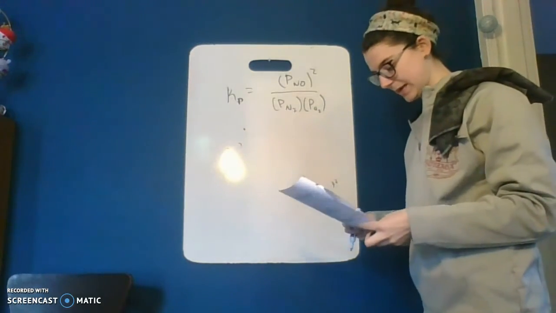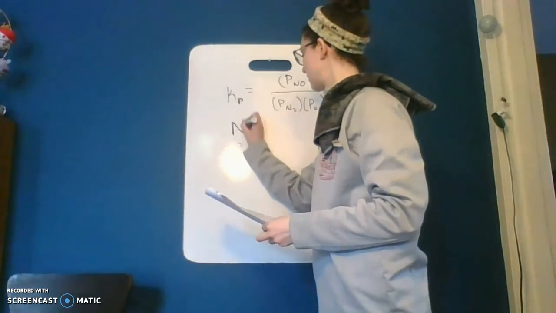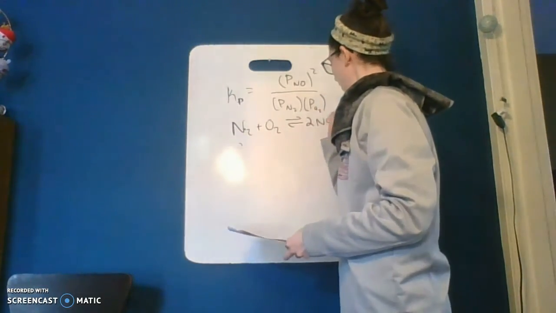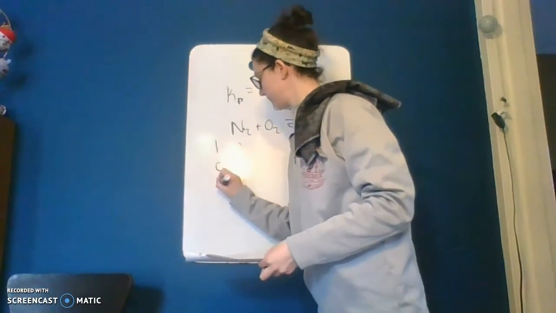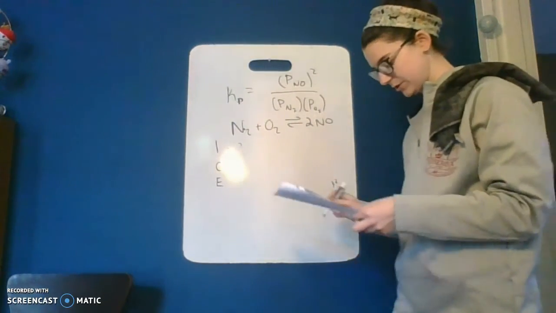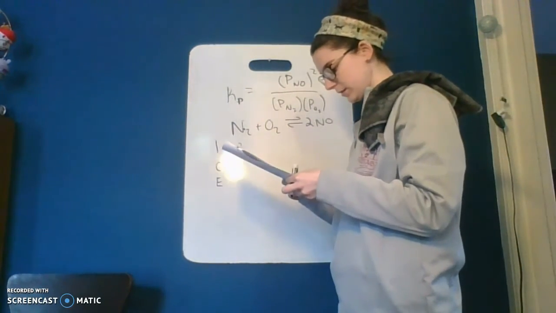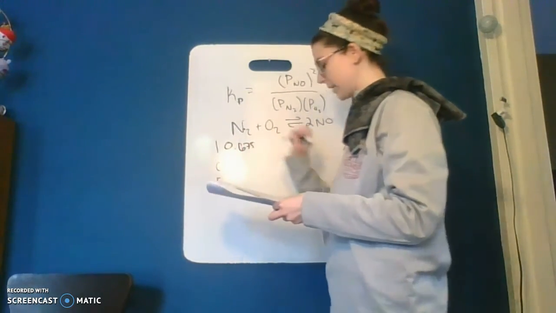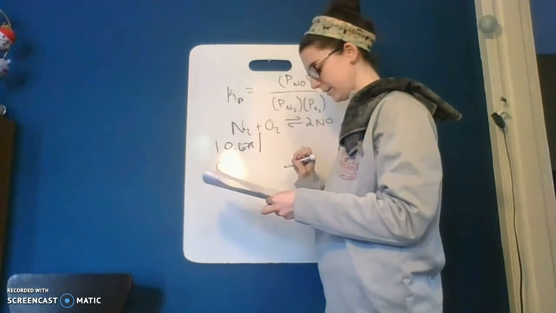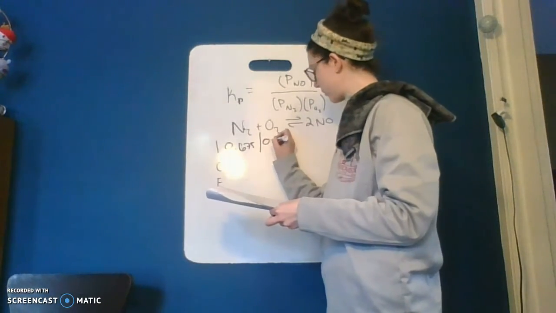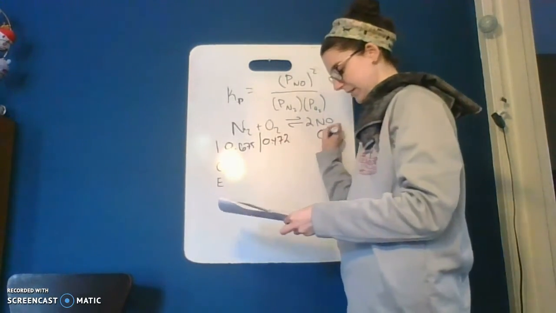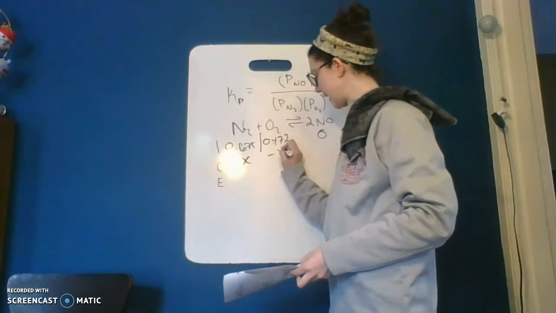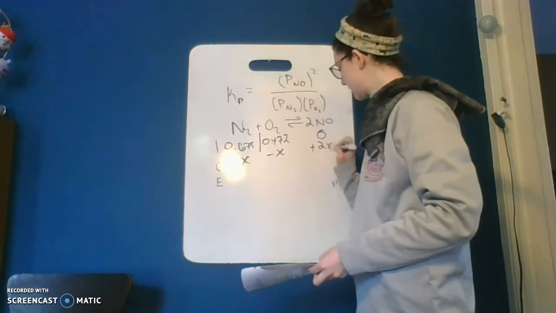For part B, I'm again setting up an ice table. So I have my equation N2 plus O2 yields 2NO. For my initial pressure, I have 0.675 atmospheres for N2. Put a line there so you know. And then 0.472 for O2. And I have 0 pressure for NO. For my change, it's going to be minus x, and plus 2x.